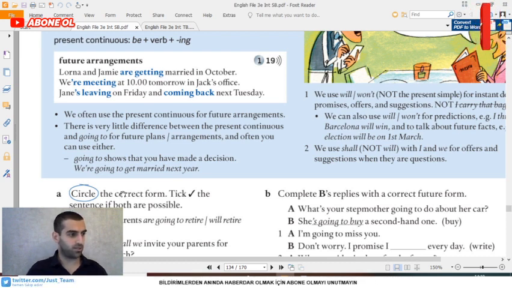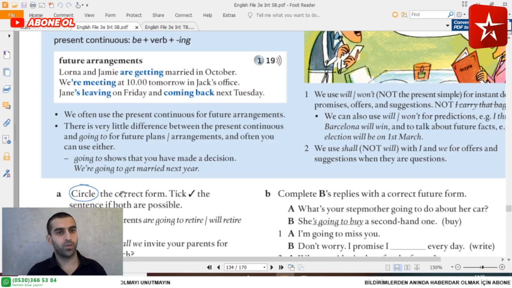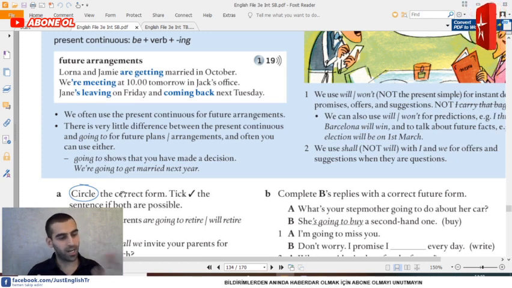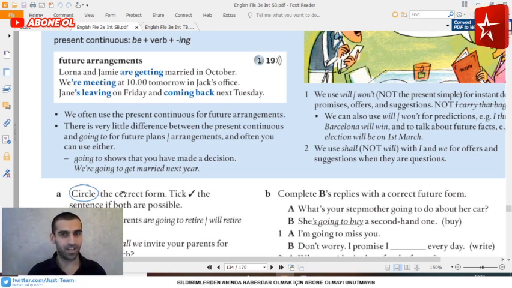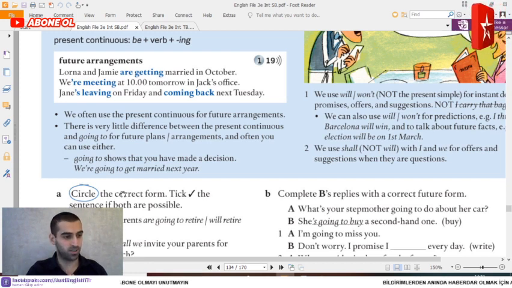Future arrangements, like you arrange something for the future. We often use present continuous. By the way, hi to everyone. Hi everyone, welcome to our online lessons. We are talking about future forms for intermediate level.